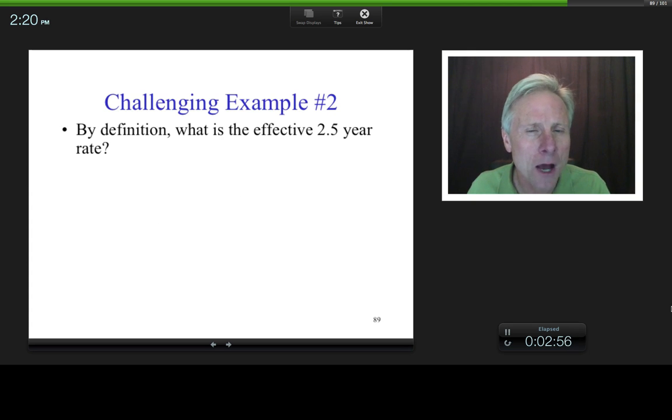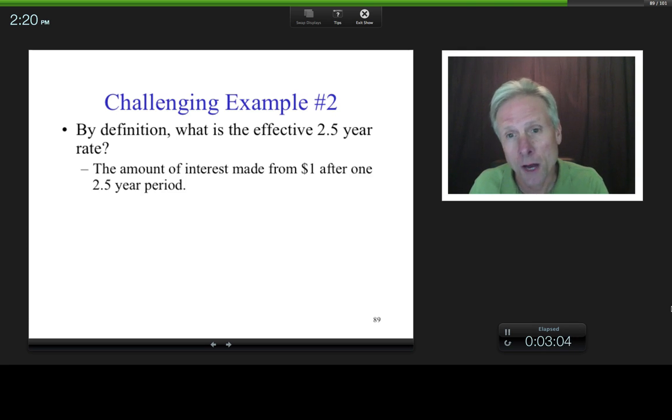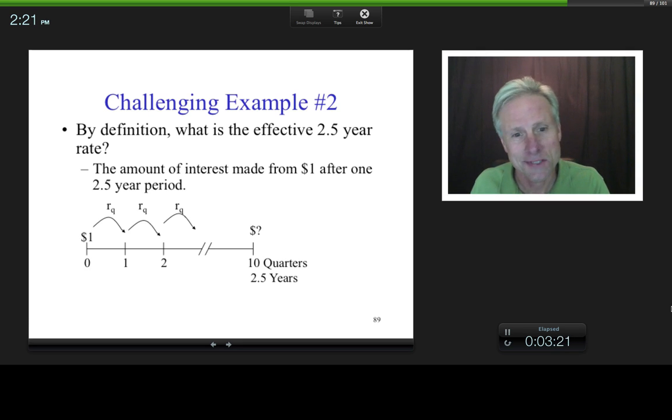Well, what's the effective 2.5-year rate? Well, the amount of interest made from $1 after how long? 2.5 years, right? So we know that $1 grows into $1.02 after 1 quarter, but we want to know how much it grows into after 2.5 years, which is how many quarters? Well, that's 10 quarters, right? So is that a single cash flow problem? It is, right? In fact, in this case, is it a future value problem? It is, right? We want to figure out the future value.